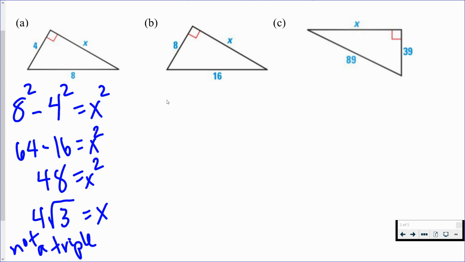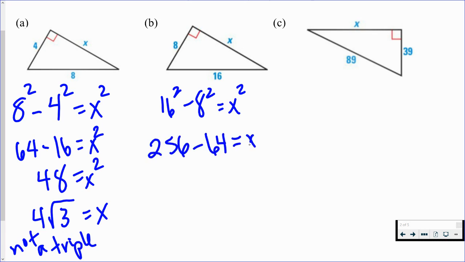We want to solve for this missing leg of the triangle. So we could take 16 squared, the hypotenuse, minus 8 squared, our other leg, equals x squared, the one we're solving for. Now, again, this is where knowing our squares can come in helpful. 16 squared is 256, minus 8 squared, which is 64. That's equal to our x squared. So if we subtract, 256 minus 64 leaves 192. Okay, that's our x squared.